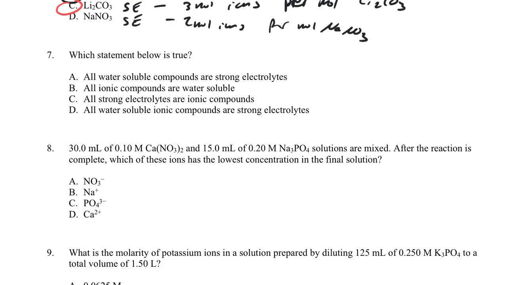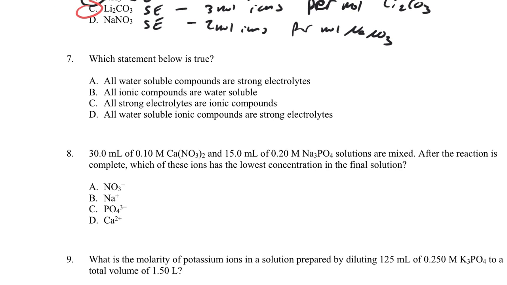Let's see if we can finish this page. We'll see if we come close to that or not. So which statement below is true? All water-soluble compounds are strong electrolytes. That's not true. All water-soluble ionic compounds are strong electrolytes, but not all soluble compounds in general.